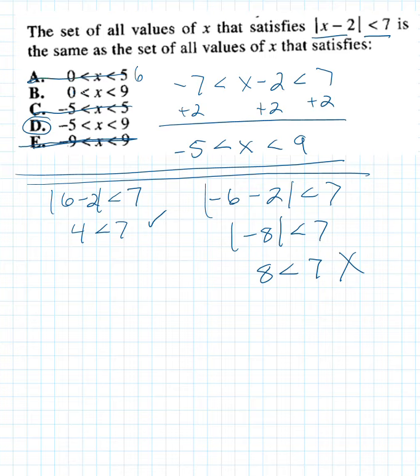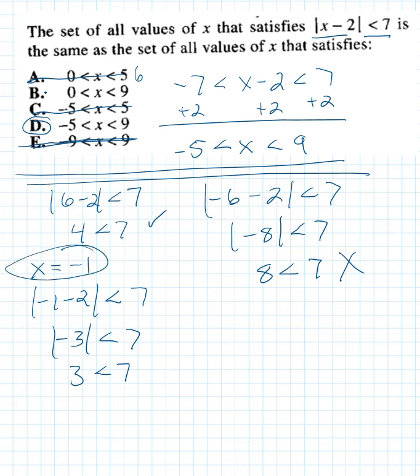Now I'm in between B and D, so the difference there is just any negative number. So let's pick -1. If x equals -1, will that work? When I plug in, the absolute value of -1 minus 2 is less than 7. Now we have -3. Its absolute value is less than 7, which is true, 3 is less than 7. So -1 works. And so that means we can't be B, and we got to D.